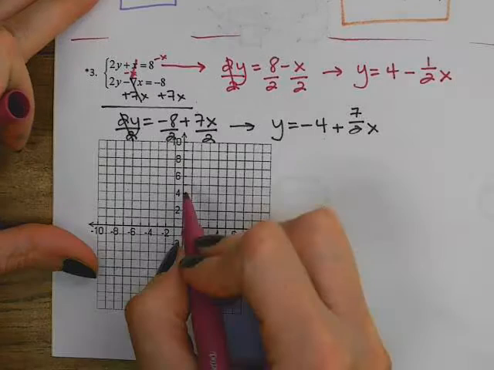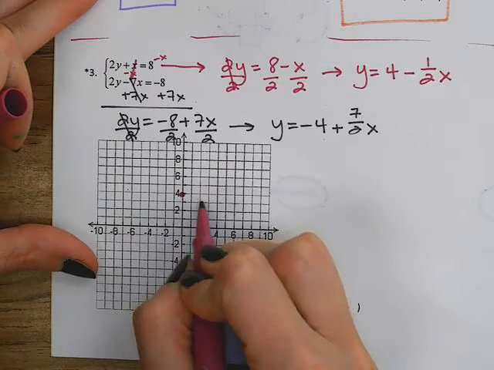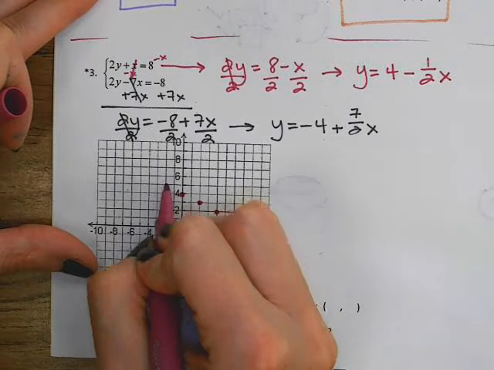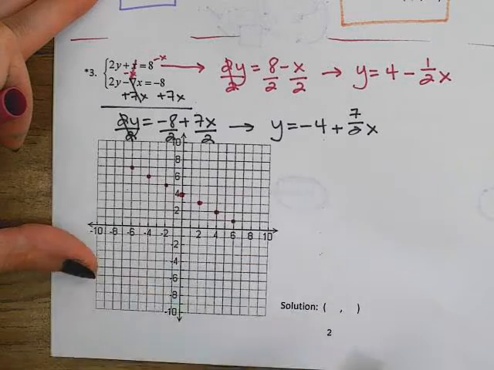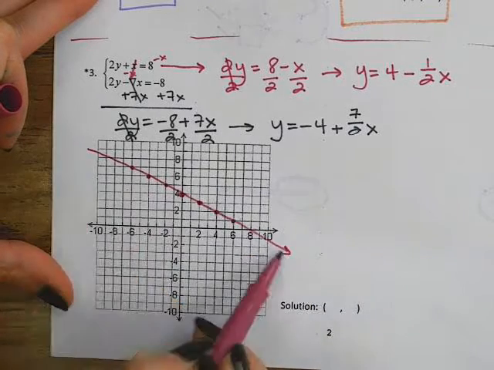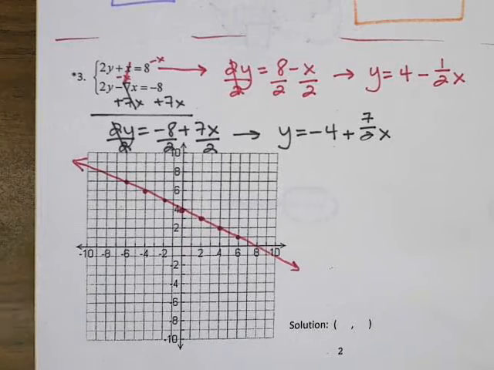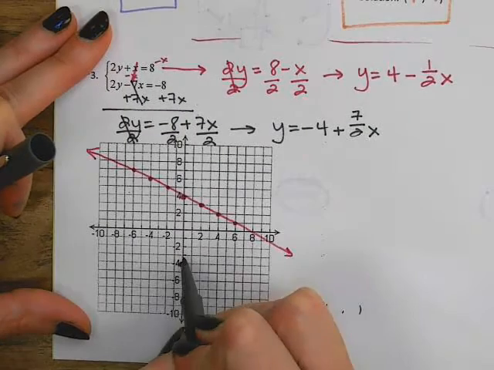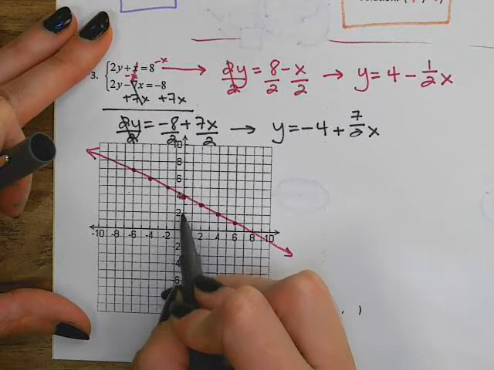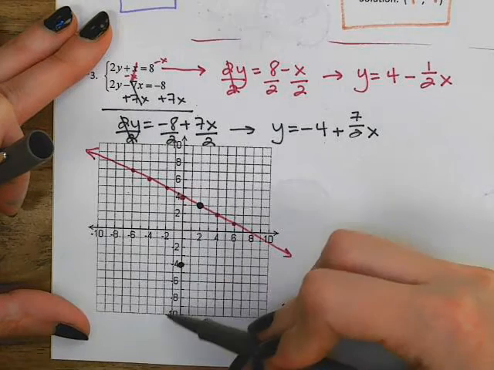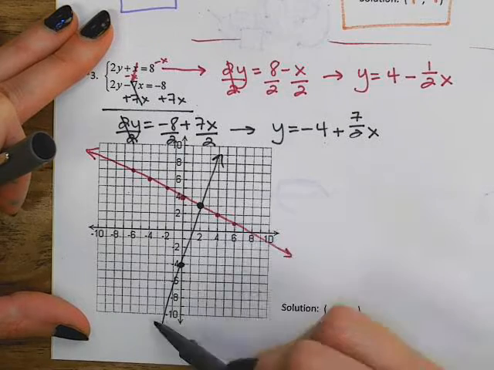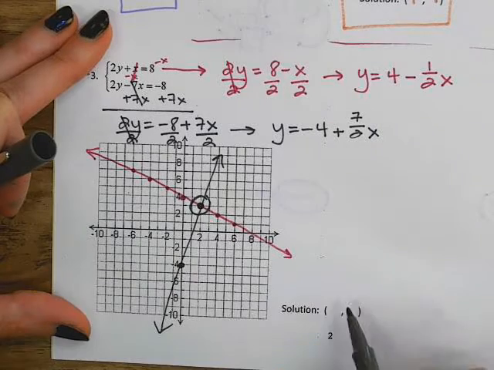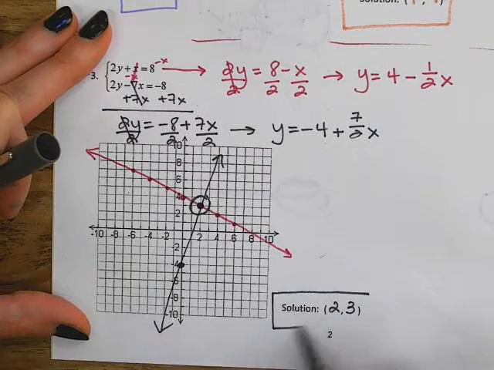So the pink line, we start at 4 and go down 1, right 2, down 1, right 2, down 1, right 2, or up 1, left 2, up 1, left 2, up 1, left 2. Okay, I think that's hopefully good enough. And then the gray line, we start at y equals negative 4 and go up 7: 1, 2, 3, 4, 5, 6, 7, right 2, and right away they crossed. So our solution is right here at 2, 3. So that's your answer for that one.